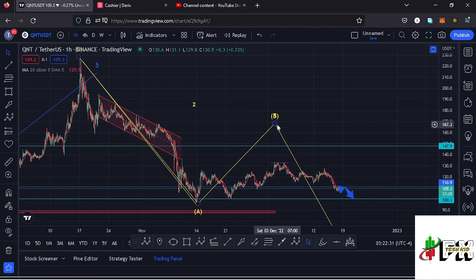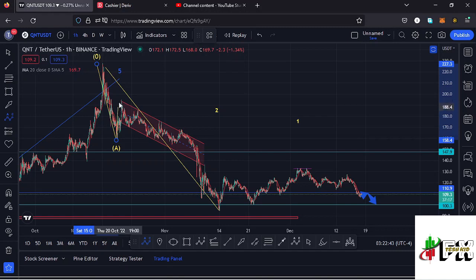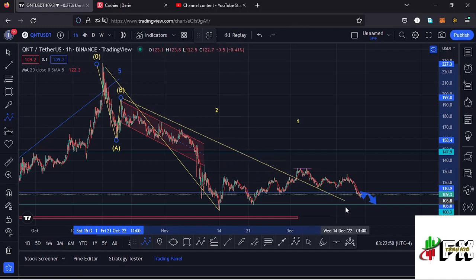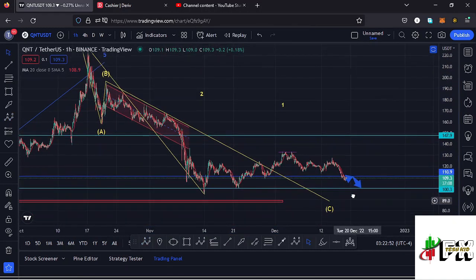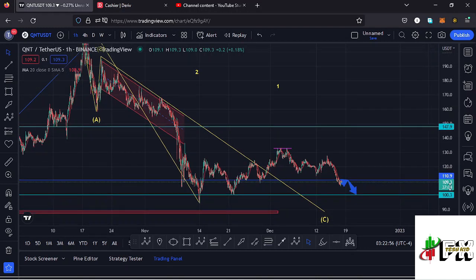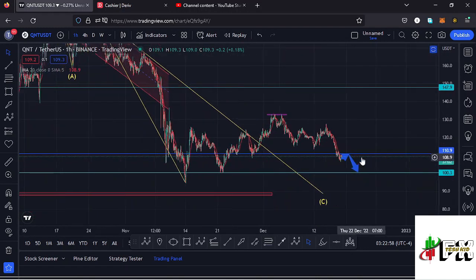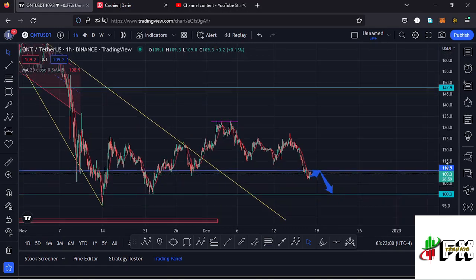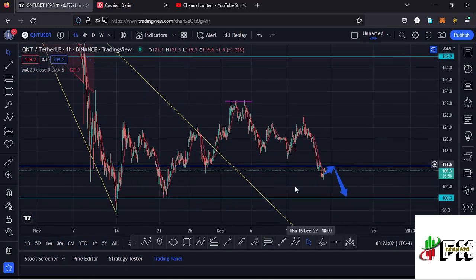The other way we can have that ABC corrective structure is assuming that that is the wave A, then we saw the wave B, then whatever we are seeing over here is a continuation of that wave C, and I'm expecting a new low in the formation of that wave C to the lower side, and that is also supported because of the bear flag that we have on the 4-hour chart, and also another chart pattern that is in formation here on the 1-hour chart, which is a head and shoulders pattern.